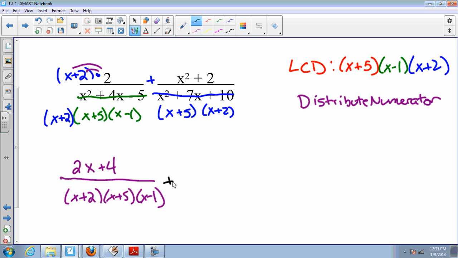Let's get that second fraction. To have the LCD, we need to multiply it by x minus 1. Because this is an x squared plus 2, put parentheses, and we need to FOIL. It becomes x cubed minus x squared plus 2x minus 2. So that is our numerator for the second fraction.